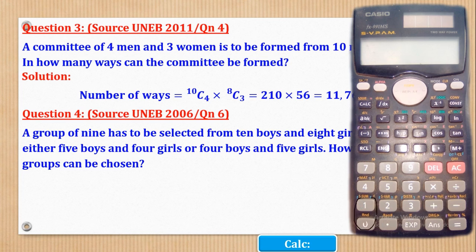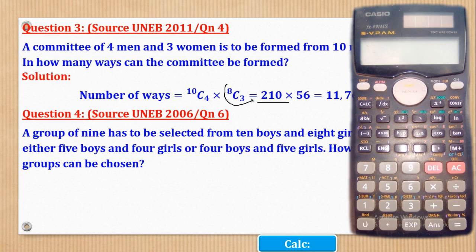Then I'll go to and press shift. Then I press this division button. When you press it, you will see a C coming. Then I want to press 4, so I'll come and press 4. When that is done, I'll come and press equal to. When I press equal to, I'll be able to get this value of 210.